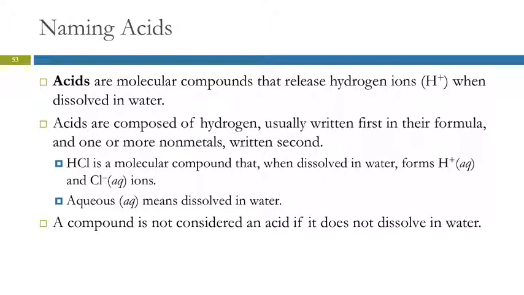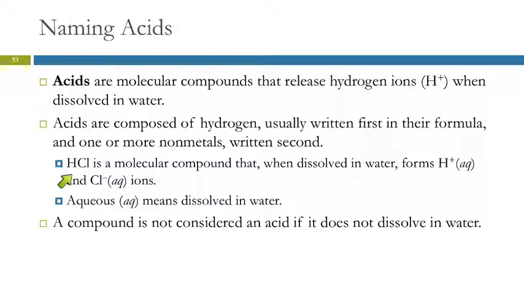We can recognize formulas for acids because they always start with H. So if you see the first element being H, that means it's an acid. The nice thing about Chem 1A is we can leave out some of the exceptions. So in this class, starts with an H, it's an acid.